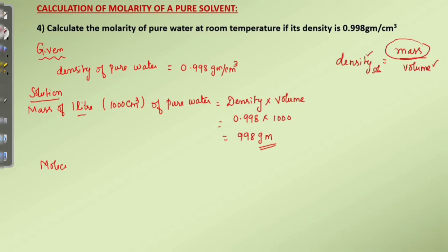So, molecular mass of water, okay? Water is 18, okay? How to find out the molecular mass of water? H2O: 2 hydrogen, so 2, and oxygen 16, so it is 18, okay? So, that's why I have written 18 here. Now, we are going to calculate the number of moles.